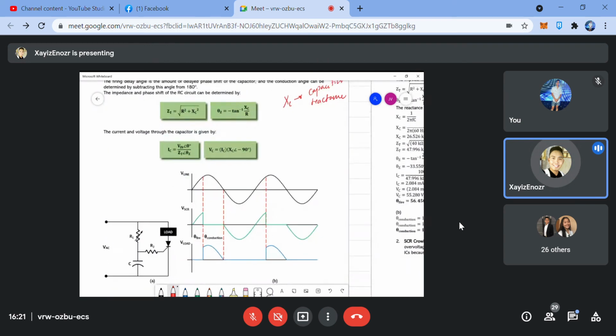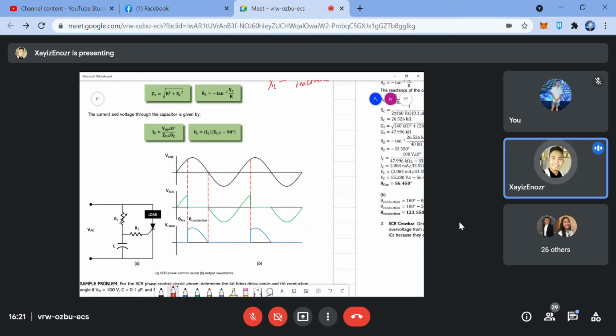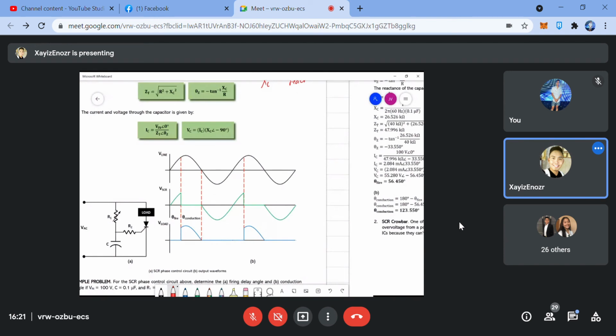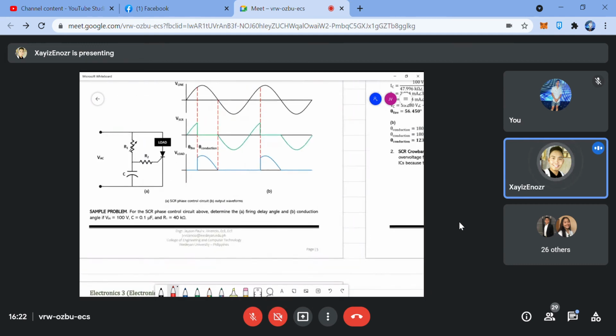Okay? Then, the current in the capacitor is given by IC is equal to V in angle 0 all over ZT angle theta Z. Then, yung voltage naman is IC multiplied by XC angle negative 90 degrees. Bakit negative 90 degrees? Kasi, di ba, sa isang RC circuit, yung pure capacitance is nilalag niya yung current by 90 degrees. Kaya minus 90 siya.